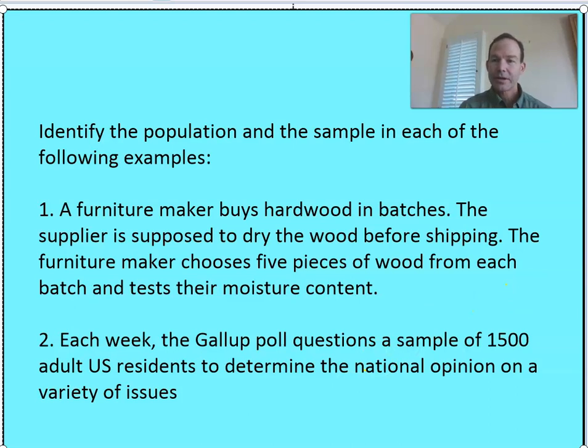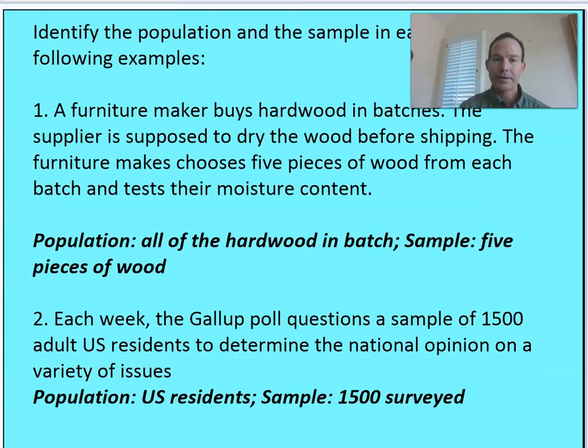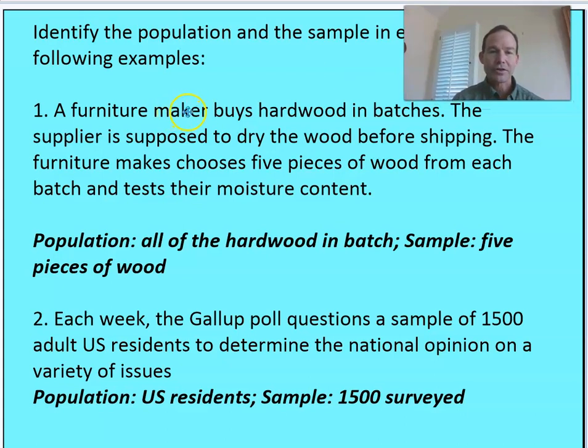First we're going to identify the population and then the sample. So the furniture maker buys hardwood in batches. The population is going to be all of the hardwood in batches. The sample is going to be the 5 pieces of wood that we take from all of the hardwood. Second, the population is going to be all U.S. residents, and then the sample is going to be the 1,500 people that were surveyed as part of the Gallup poll. So that's just a quick explanation of population and sample.